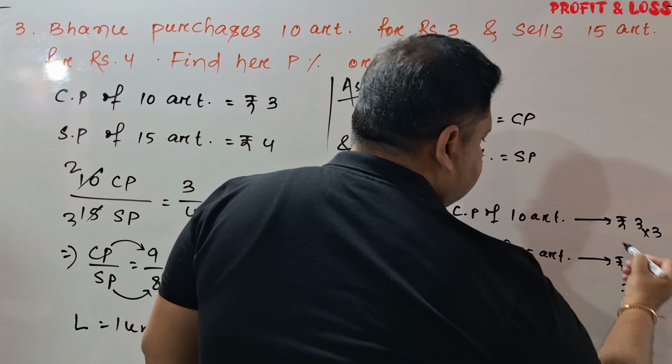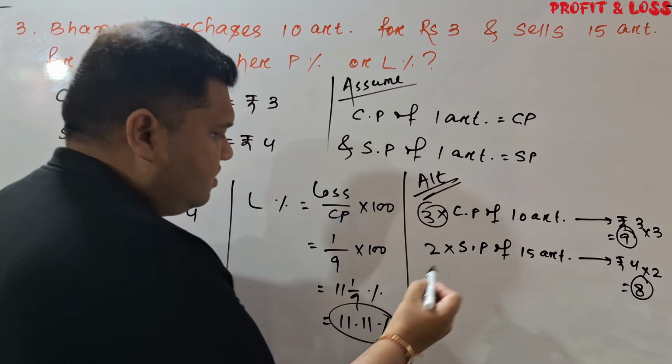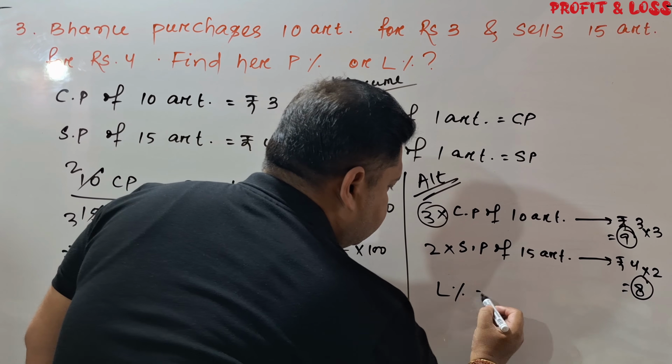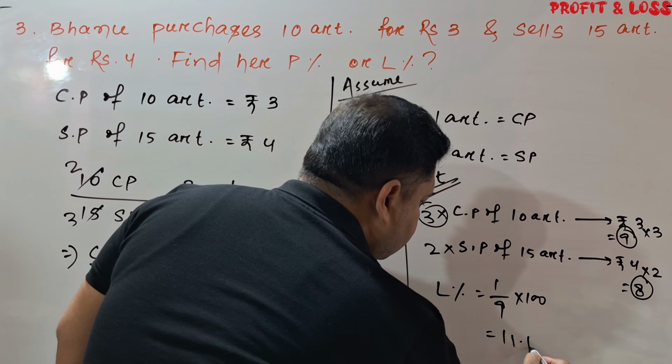So this is 8, this is 9. Cost price is 9, selling price is 8. The loss you can find directly within seconds. The loss percentage is 1 divided by 9 into 100, which is equal to 11.11%.